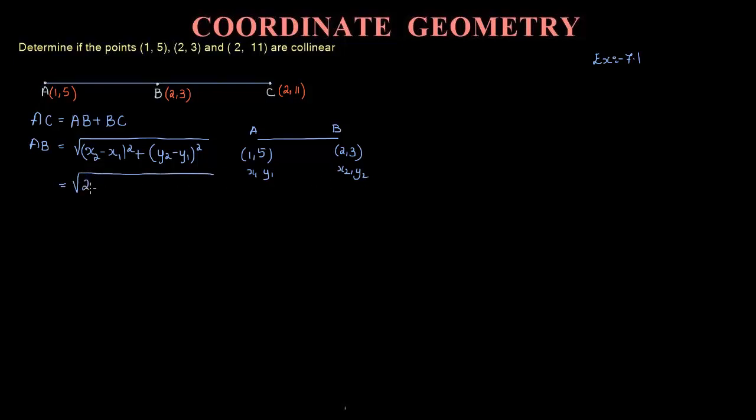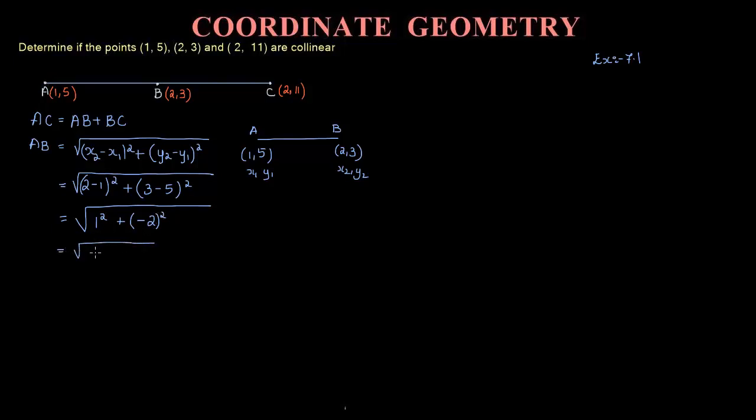x2 is 2 minus x1 is 1, so it is 2 minus 1 whole square. Then we have 3 minus 5 whole square, right? Substitute the values very carefully, observing which is x1, x2, which is y1, y2. 2 minus 1 will be 1 square plus 3 minus 5. So 1 is positive, 1 is negative. You need to subtract and you need to write the bigger number's sign. So 5 minus 3 is 2 and the bigger number's sign is minus. So minus 2 whole square, right?